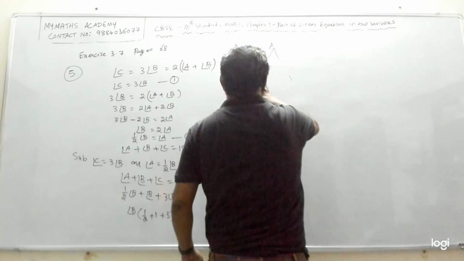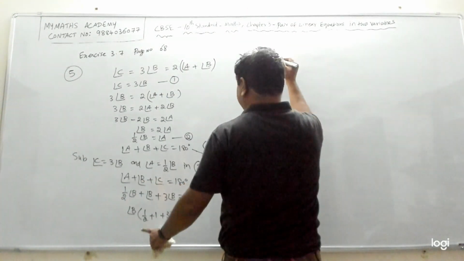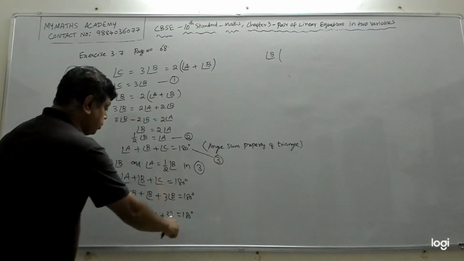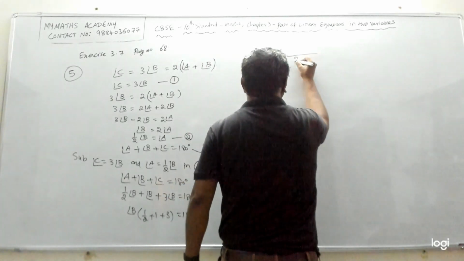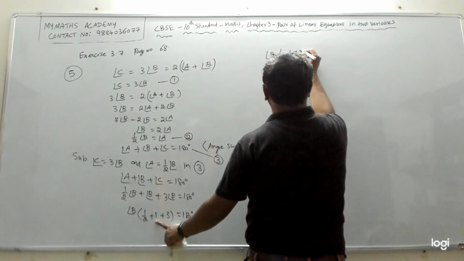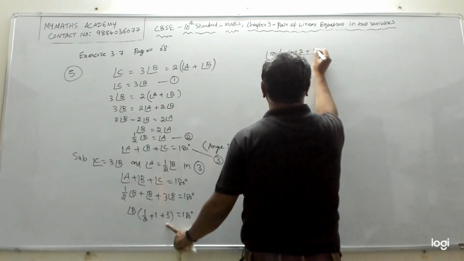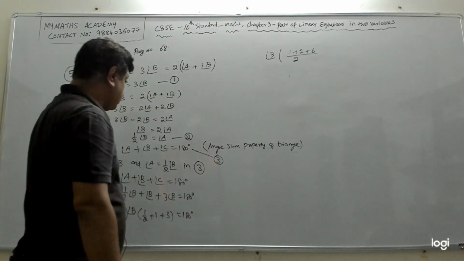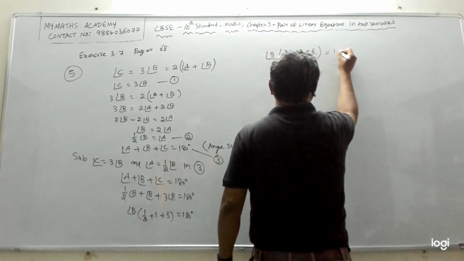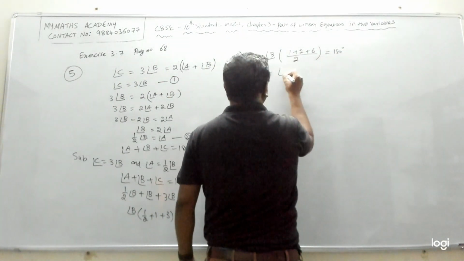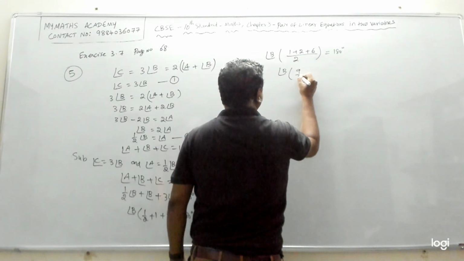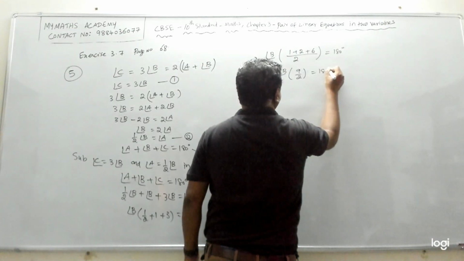We can erase this triangle. So if I add this, angle B into, we'll take the LCM. LCM is 2. So if I do fraction addition, I'll get 1 plus 2 plus 6, 3 2s are 6, by 2, equal to 180. So angle B into 8 plus 1, 9 by 2, equal to 180 degrees.